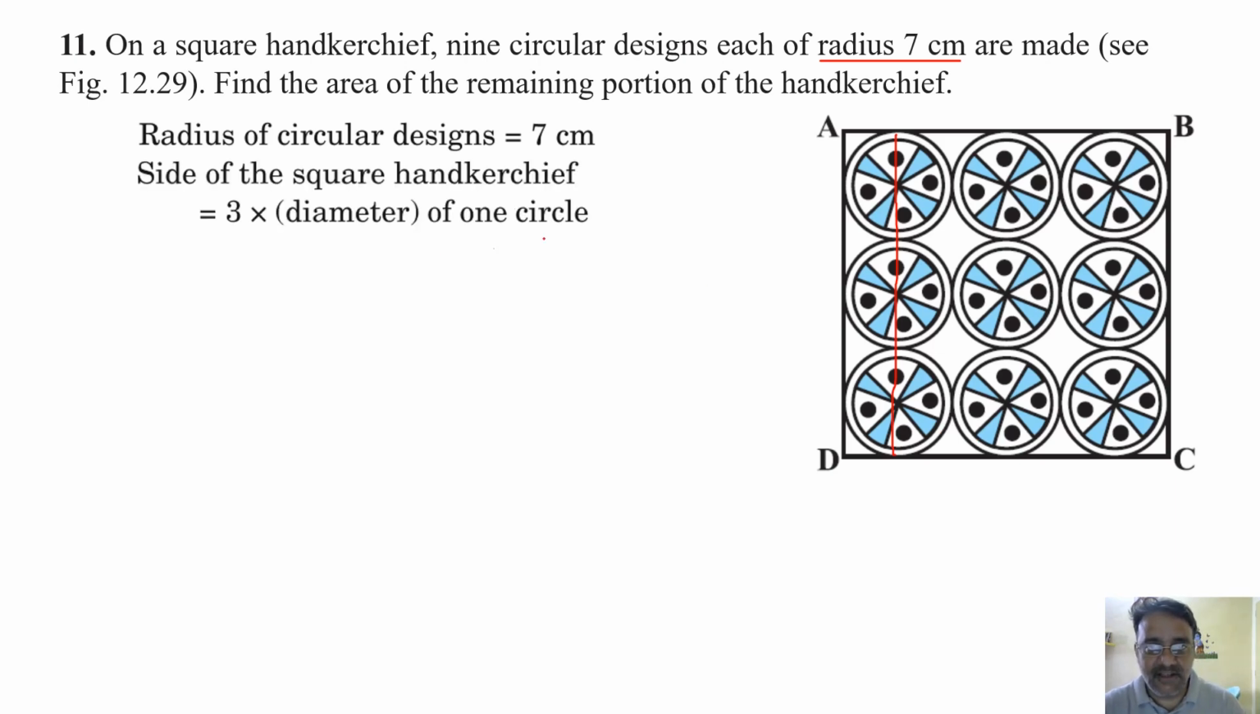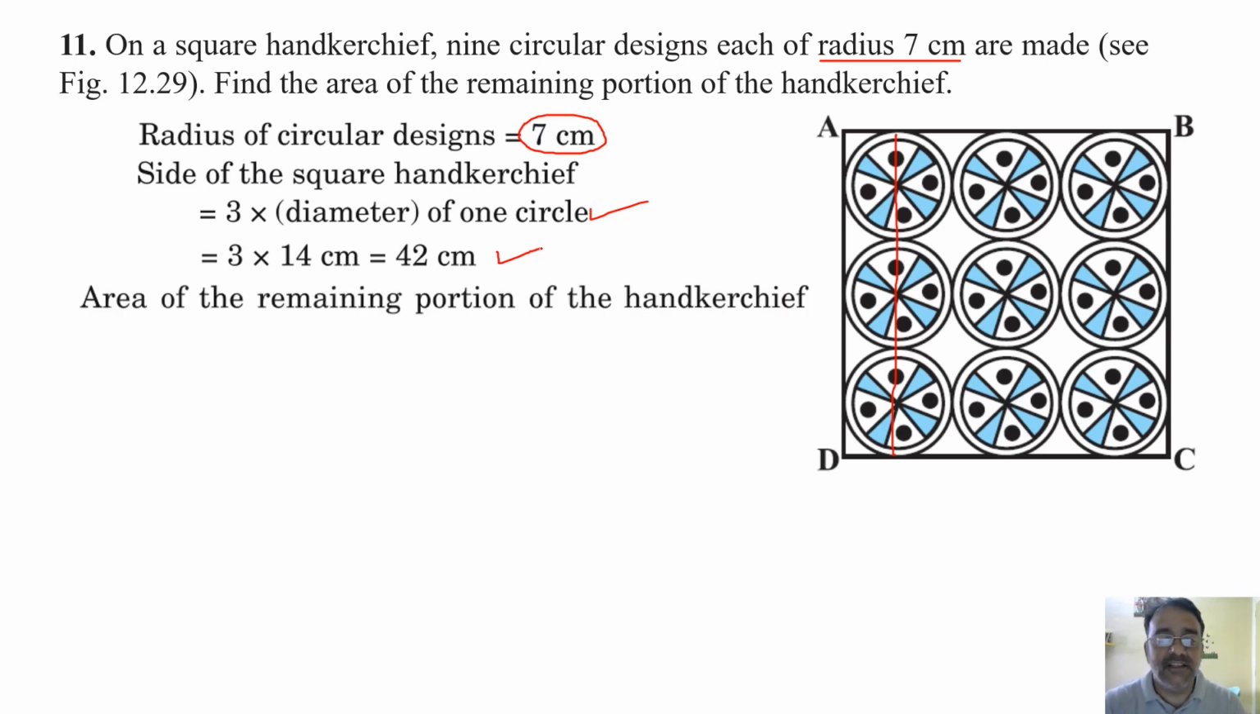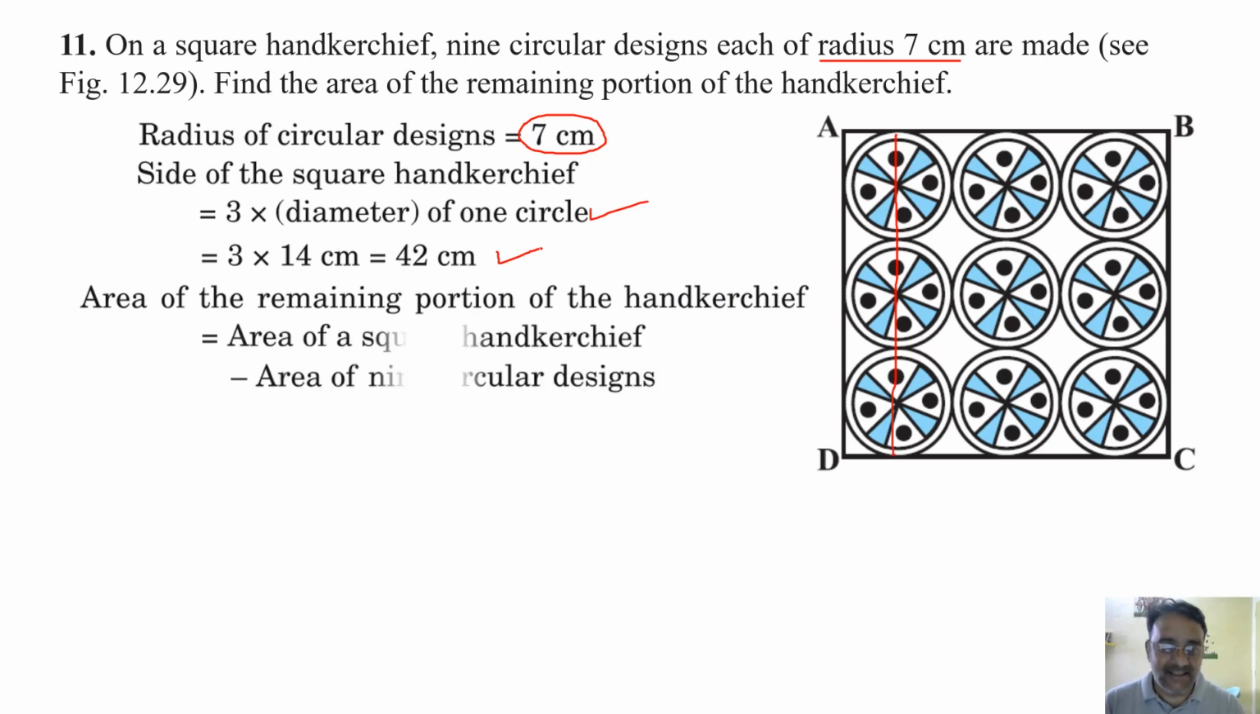Okay, so whether this is clear? Yes, sir. And the diameter is 14, क्योंकि radius 7 दिया तो diameter 14 हो जाएगा, so 3 into 14 will be 42. So we got the side of square. So it's very easy question. Square में से 9 circle हटाना है, minus करना है. Okay, so area of remaining portion of the handkerchief will be equals to area of square minus area of 9 circles.